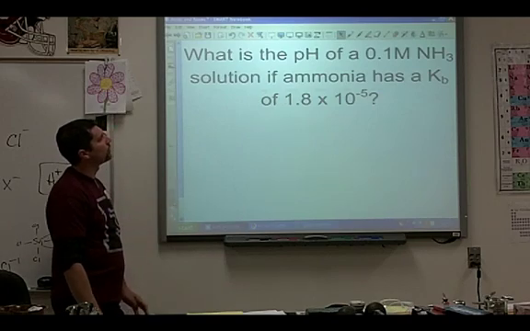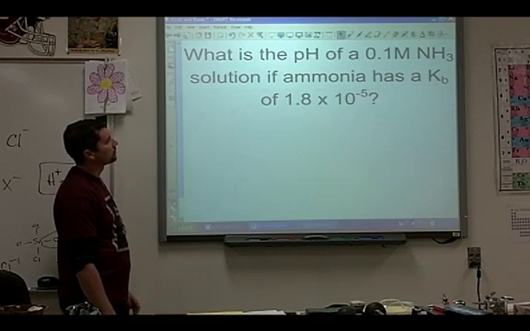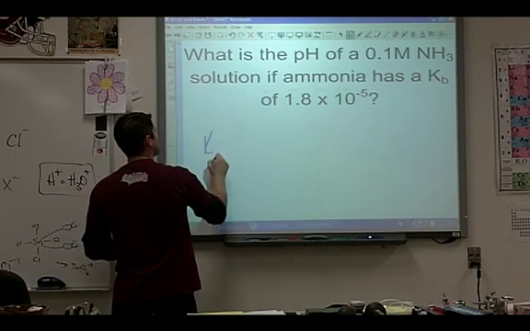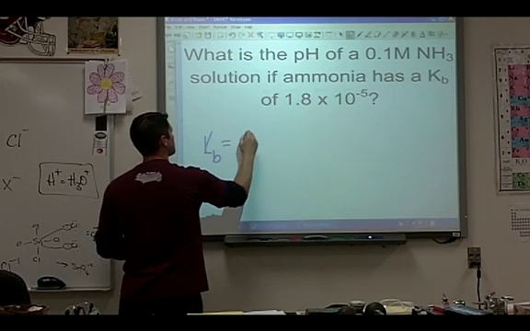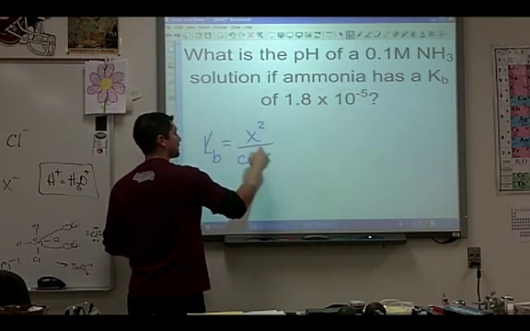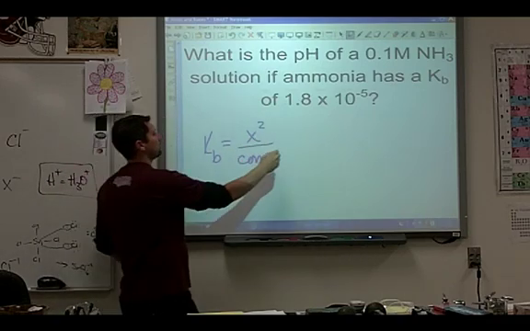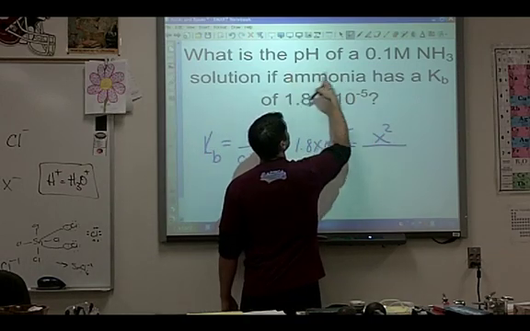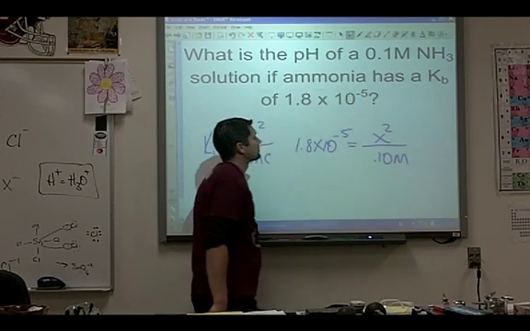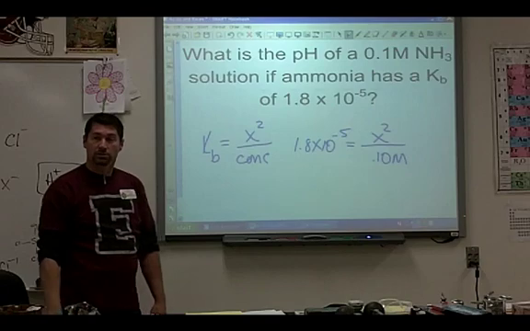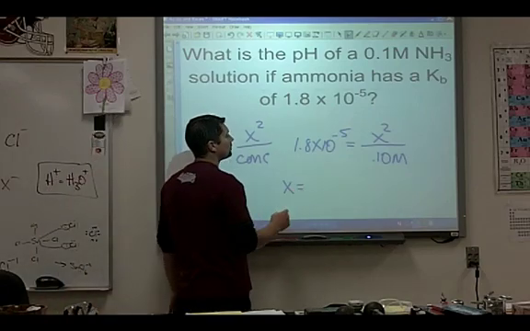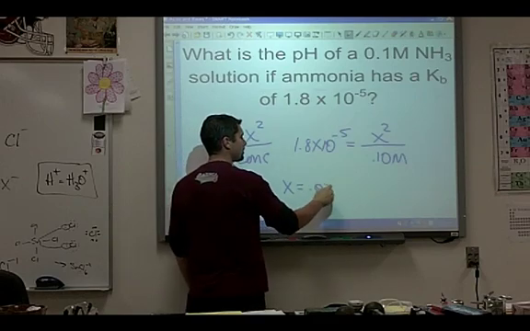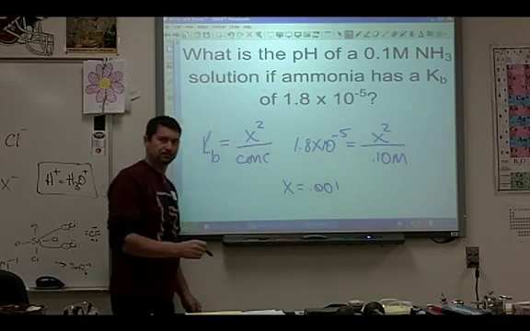Alright. Let's see what we got here. What is the pH of 0.1 molar ammonia if ammonia has a Kb of 1.8 times 10 to the negative fifth? See if you can do that. Like yesterday, Kb will always equal x squared over concentration, correct? Kb is equal to x squared over 0.1. Solve for x, and apparently we're only doing this with 1 sig fig, so give me an answer with 1 sig fig. 0.001, is that what you said? Does everybody agree with that?